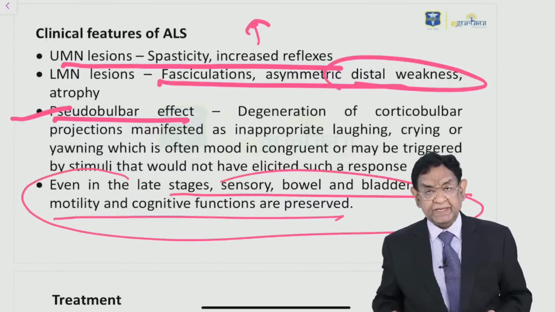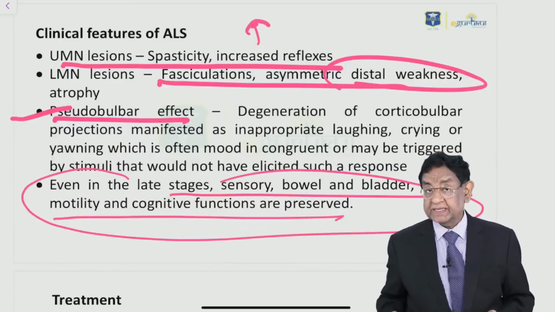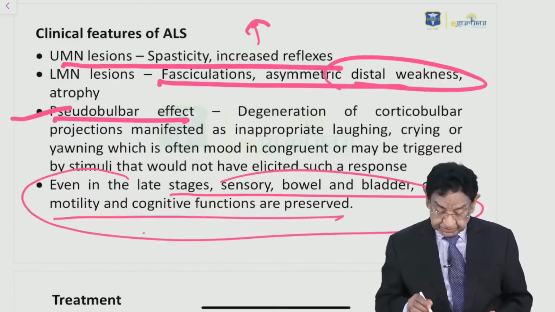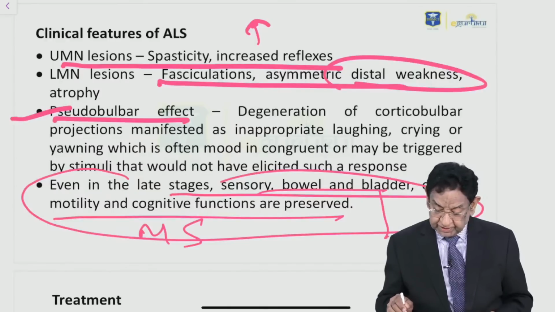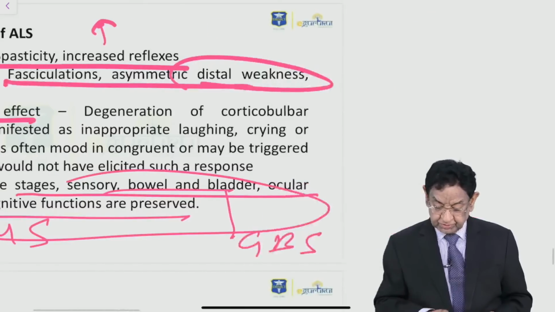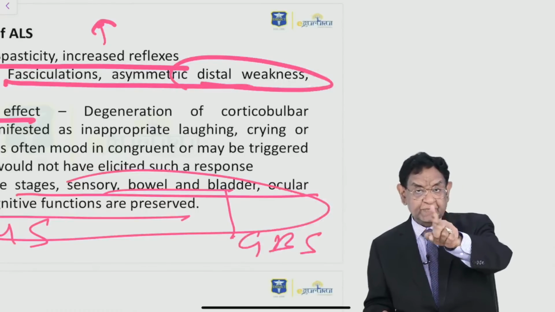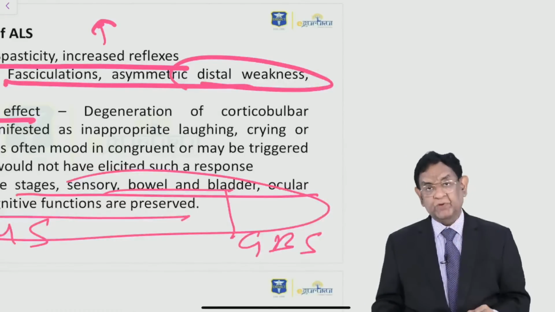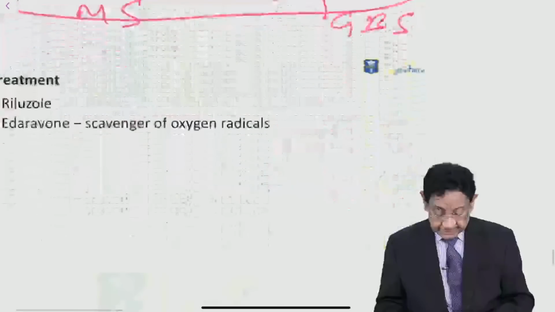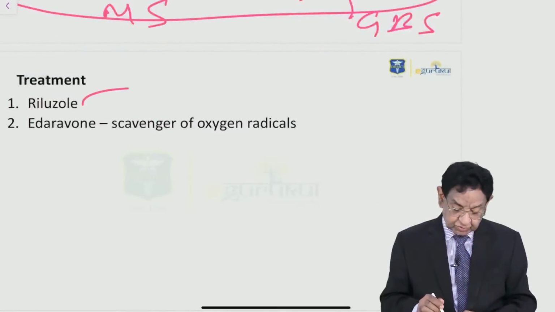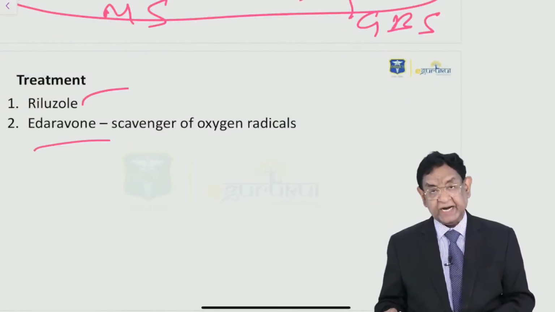Bladder involvement is a feature of multiple sclerosis. One more thing, bowel and bladder are also not involved in Guillain-Barré syndrome. But in Guillain-Barré syndrome, Babinski is never upgoing. And treatment we discussed, riluzole or edaravone are used.